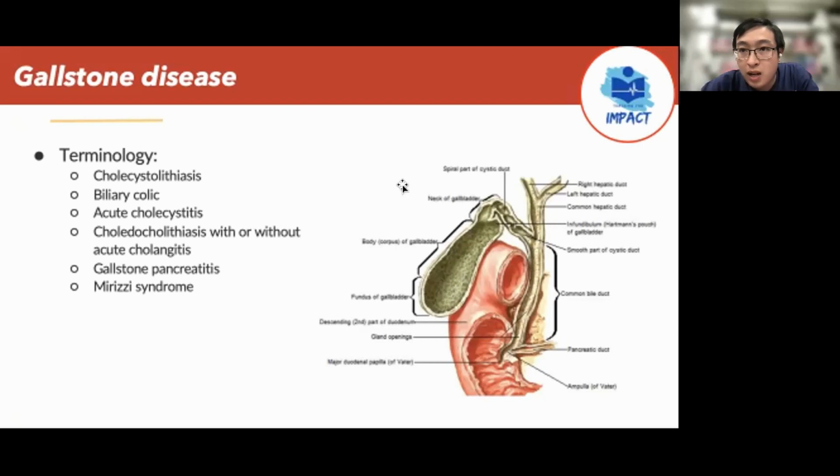So biliary colic is often described as an intense, dull discomfort located in the right upper quadrant, sometimes in the epigastrium. Sometimes patients may report it radiating to the back, particularly to the right shoulder blade. Often associated with things like diaphoresis, nausea, vomiting. And I think one thing that should have been emphasized in medical school is that despite the name, the pain in biliary colic is usually constant.